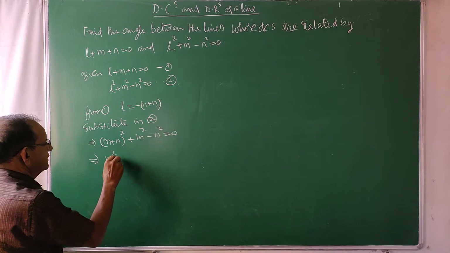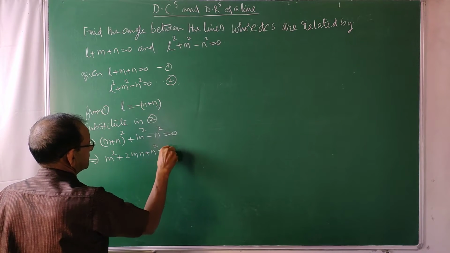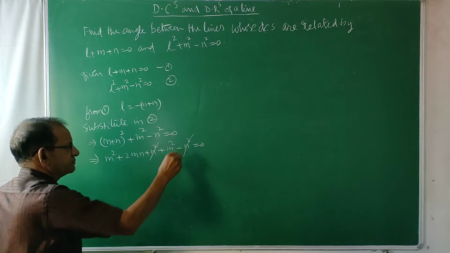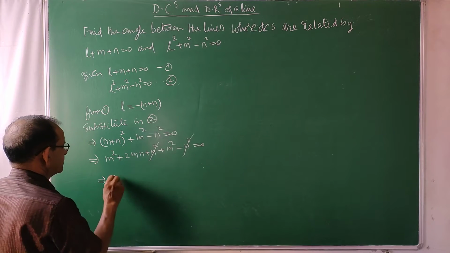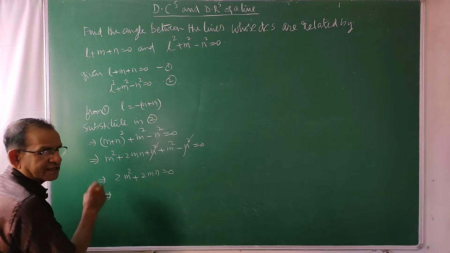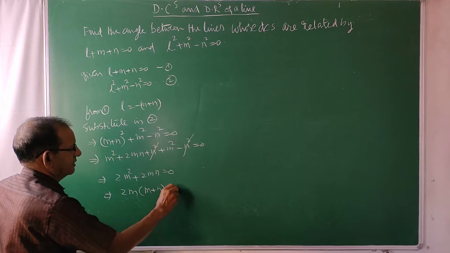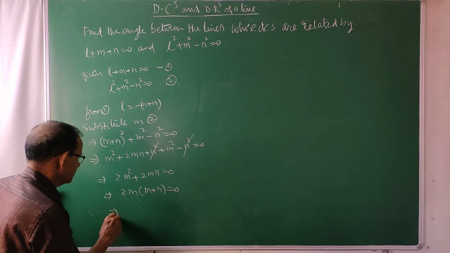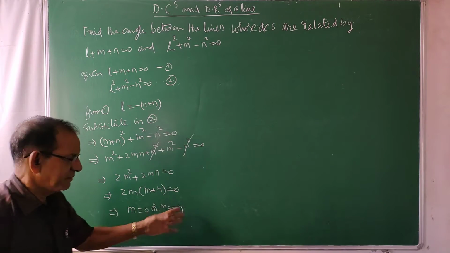That implies m square plus 2mn plus n square plus m square minus n square equal to 0. So you can cancel plus n square and minus n square. So the remaining thing is 2m square plus 2mn equal to 0. Let us take 2m common. This is m plus n is equal to 0, because the product is 0, either m is 0 or m plus n is 0. That implies m is equal to 0 or m is equal to minus n.